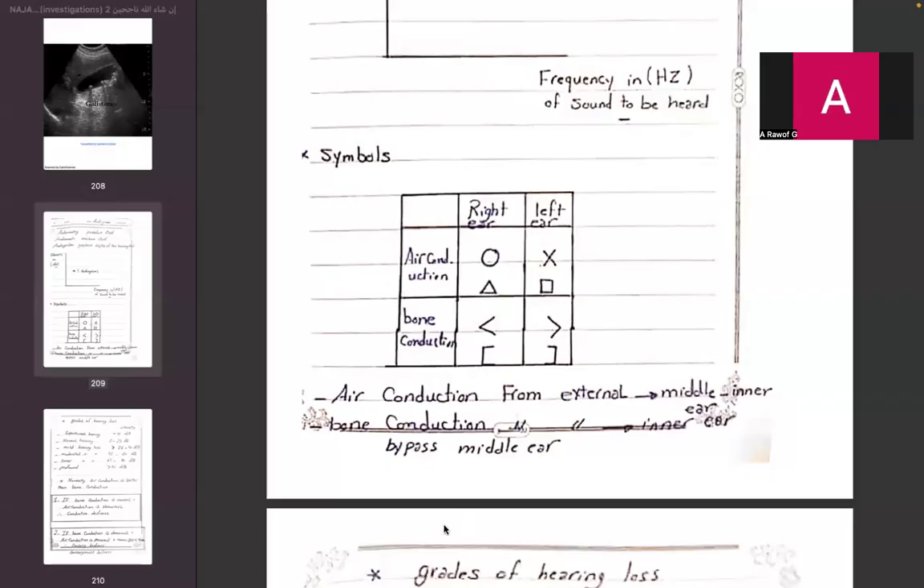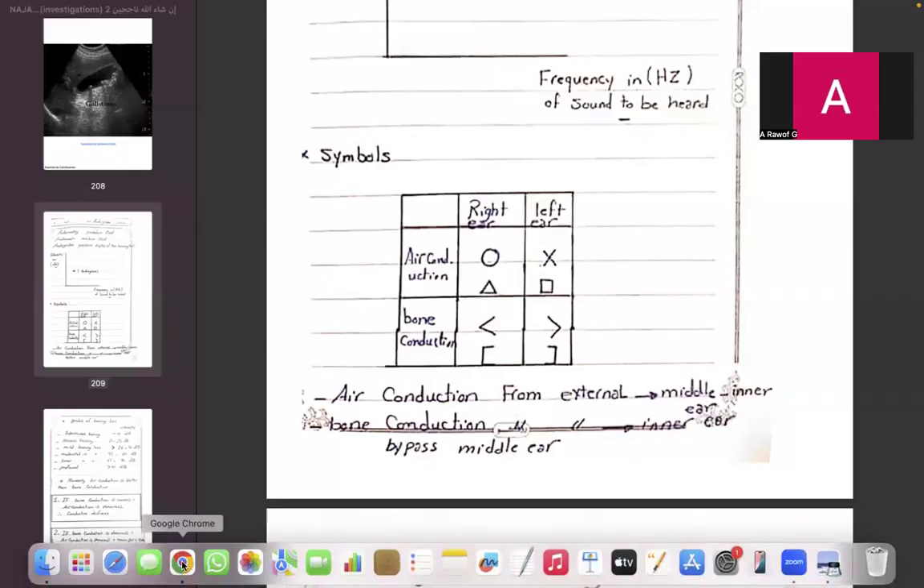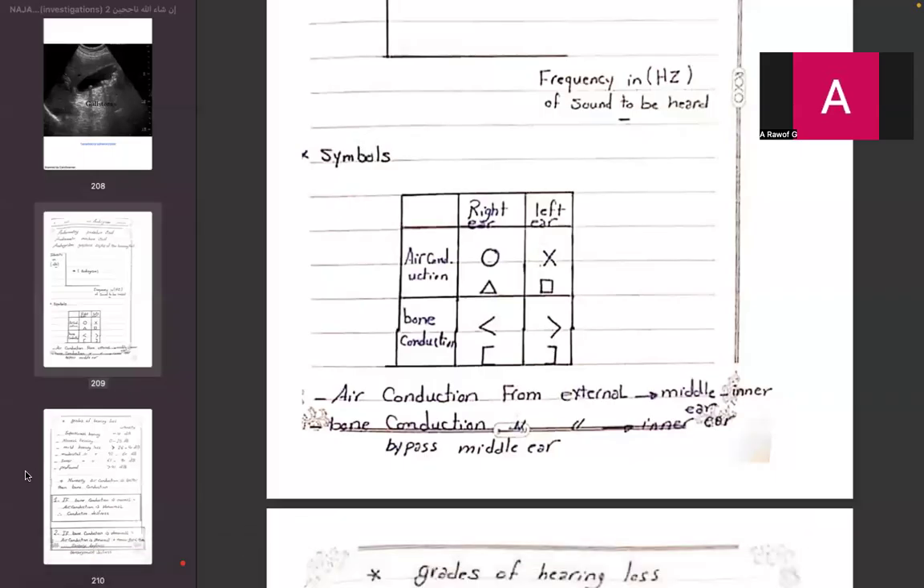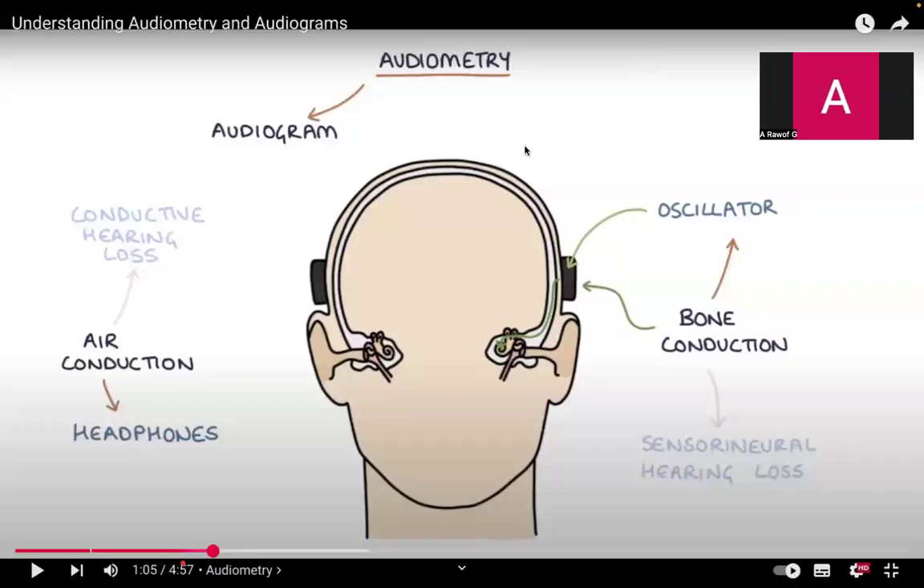Bone conduction, directly it goes to the inner ear, bypass the middle ear. So see, for the air conduction, the sound will go from external ear to the middle ear, then to the inner ear. But for the bone conduction, it will go directly to the inner ear.